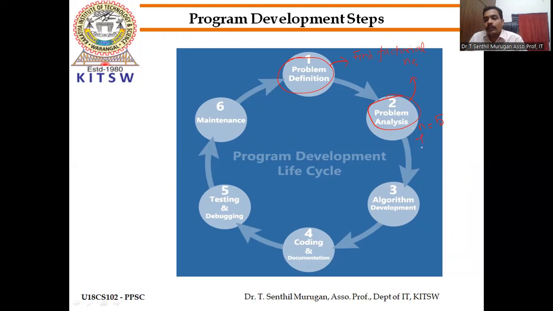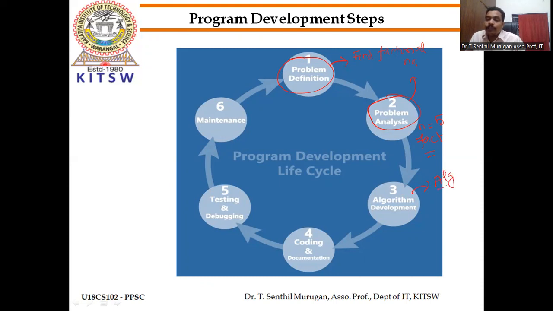So I have to find the factorial value. So two variables I need. So how to calculate it? That we will discuss in the problem analysis. Then algorithm development. Once we know what the variables are, what we have to do, what we have to find, everything, then you have to write the algorithm.